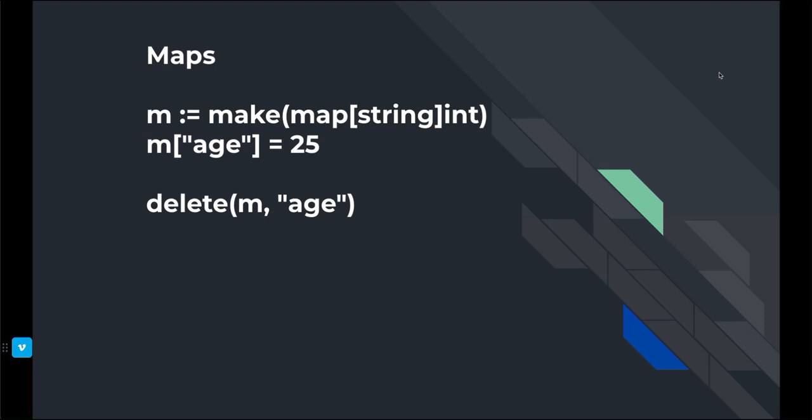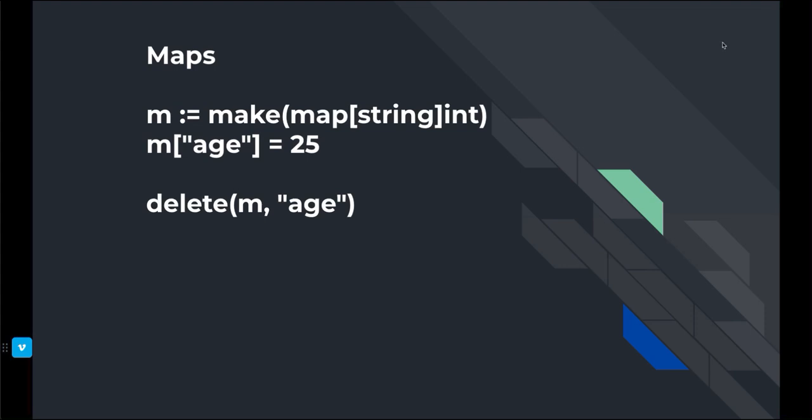Let's go on to maps. Finally we have maps, which are key value collections. Maps are a bit like dictionaries in other languages. Here is how you create a map in Go. With a map, you can add, update, or delete key value pairs. Maps are really useful when you need to look up a value by key.